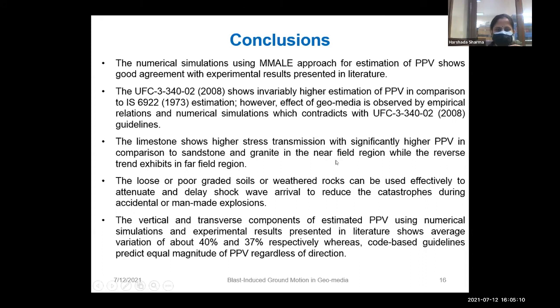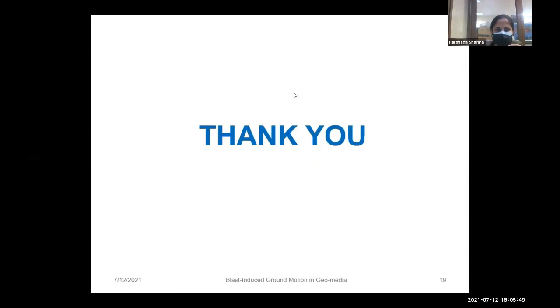The limestone shows higher stress transmission with significantly higher peak particle velocity in comparison to the other rocks. The loose or poorly graded soils or weathered rocks can be effectively used to attenuate more and delay shockwave arrival, to reduce the catastrophes during accidental or man-made explosions. For the vertical and transverse components of estimated PPV in our analysis, we found that the variation is about 40 to 37% respectively, whereas the code-based guidelines predict equal magnitude for these peak particle velocities regardless of vertical or horizontal direction. These are some references which have been used.